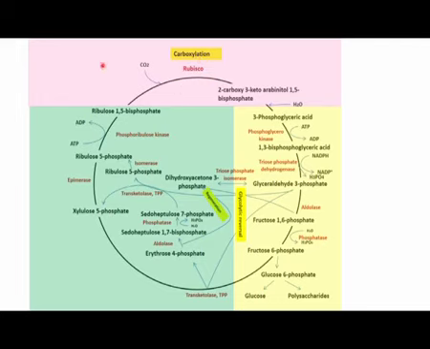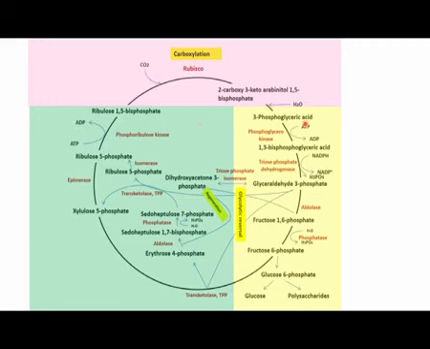RuBisCO actually catalyzes the carboxylation of Ribulose 1,5 bisphosphate to form 2-carboxy 3-keto arabinitol 1,5 bisphosphate, which is an intermediate, and in the presence of water this complex gets broken down to form 3-phosphoglyceric acid. 3-phosphoglyceric acid is a 3-carbon sugar, and because of this, the Calvin cycle is also known as the C3 cycle.